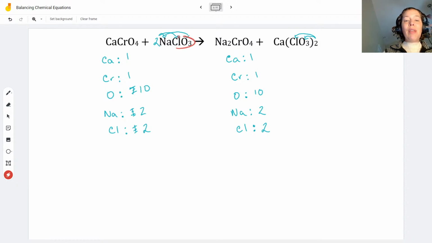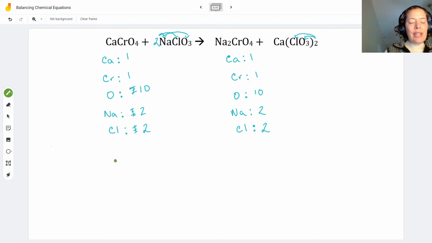I can do the same thing with my chlorate. See how my chlorate stays the same? It doesn't become chlorite. It doesn't become perchlorate. It stays chlorate, which means I can keep that as a unit. And I'll show you what I mean by that. Let me do this in a different color. So instead of listing out all my atoms, I'm thinking of this more as listing out my units.